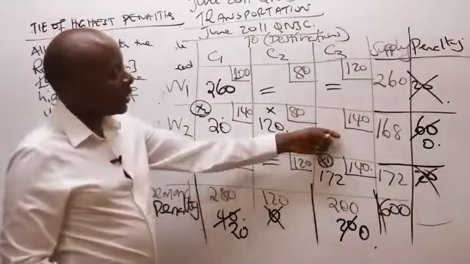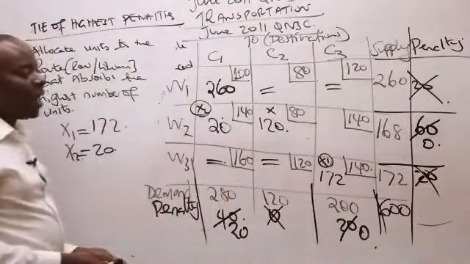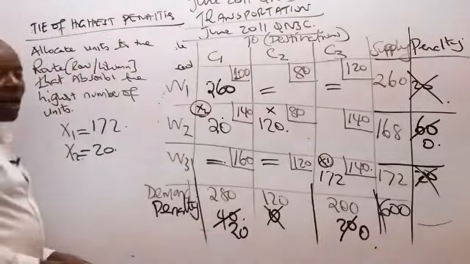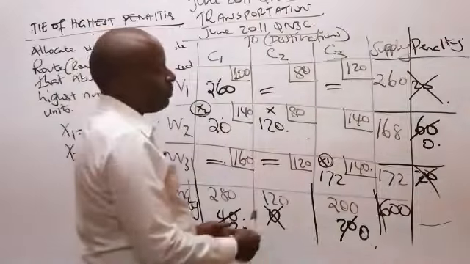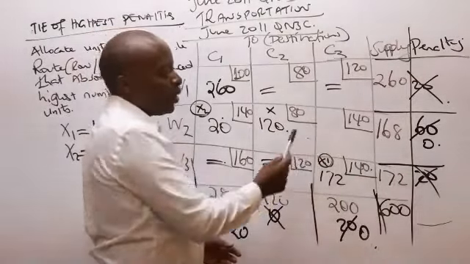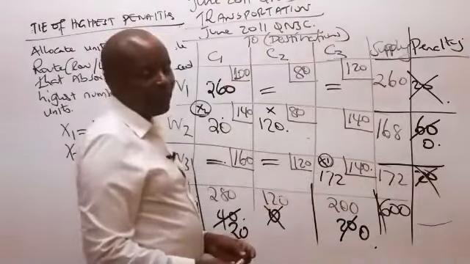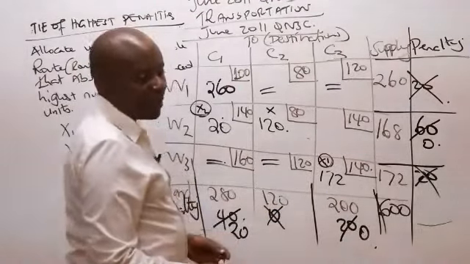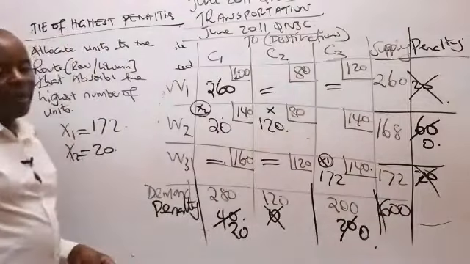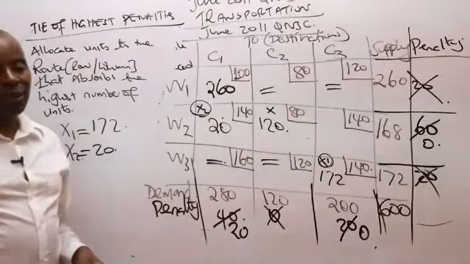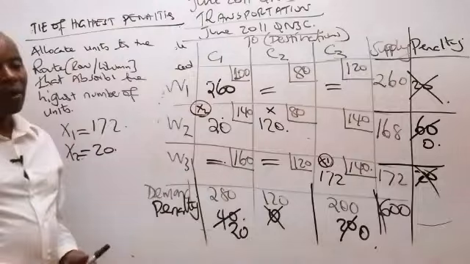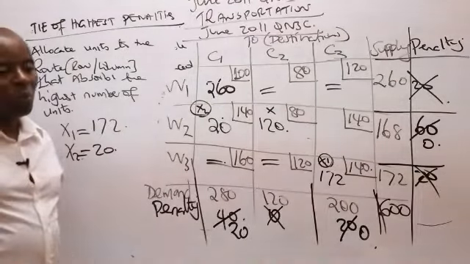How about this one, somebody? Somebody give me a figure. The last one. How about this one here? Somebody please help me out. How many should I put there?